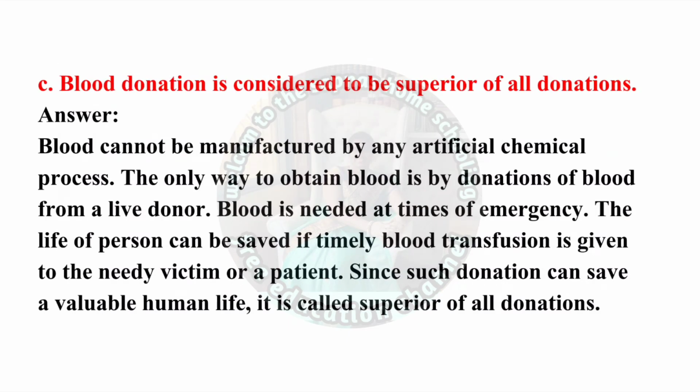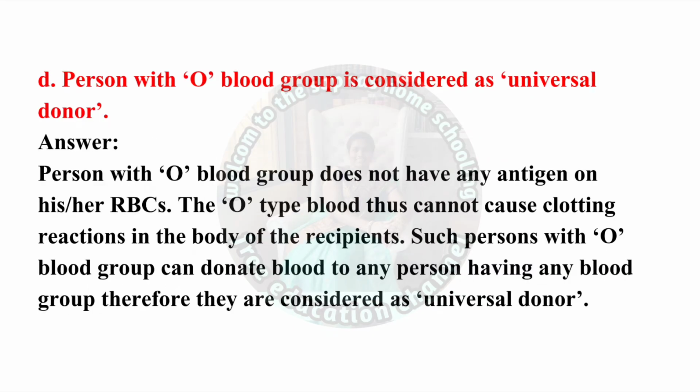C. Blood donation is considered to be superior of all donations. Answer: blood cannot be manufactured by any artificial chemical process. The only way to obtain blood is by donations of blood from live donor. Blood is needed at times of emergency. The life of a person can be saved if timely blood transfusion is given to the needy victim or a patient. Since such donation can save a valuable human life, it is called superior of all donations.